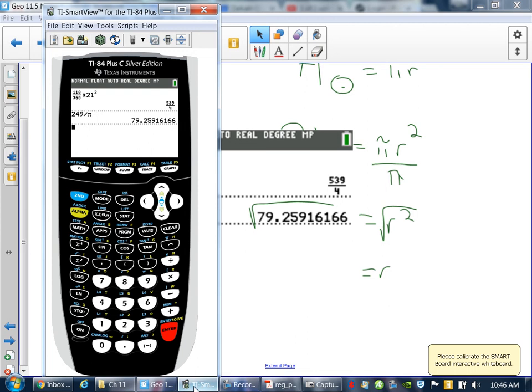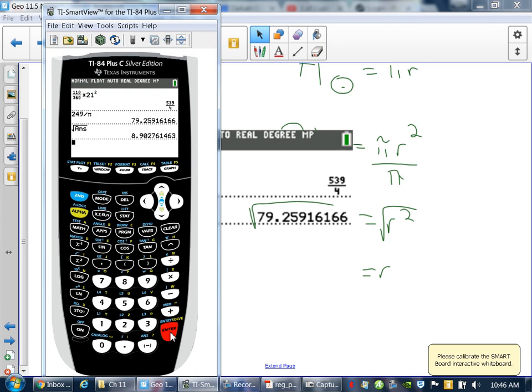Second root of my answer and hit enter. That gives me a radius of 8.90. But that's not the diameter, so you do it twice. Right. That's where you're getting to that as well. Now this is my radius, which means what do I do to that to get the diameter?